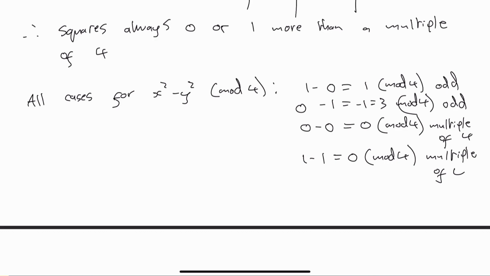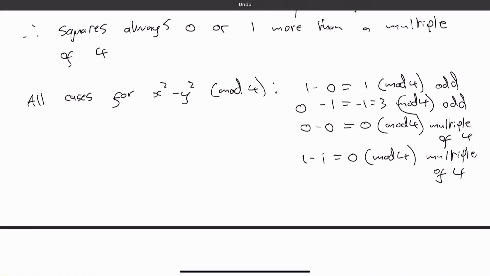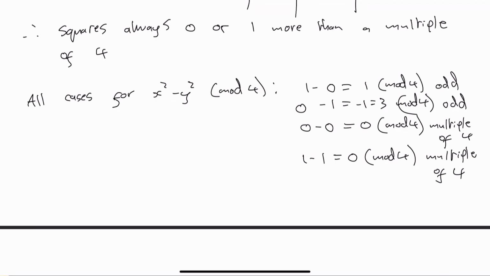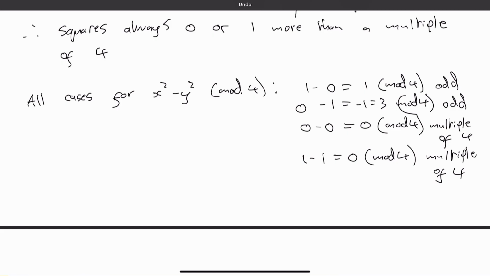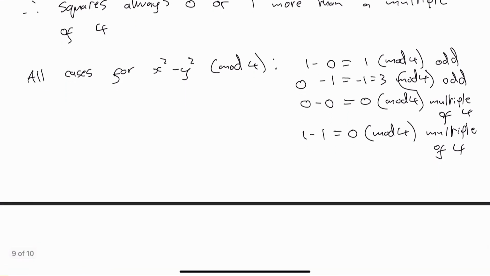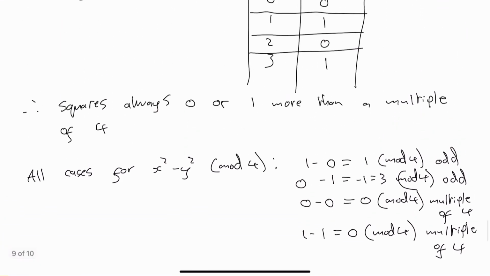So now we can see that in all the cases for what x squared and y squared can be mod 4, these are all of the cases, then it's always either going to be odd or it's going to be a multiple of 4. And this is exactly what we wanted to show. So that's pretty much it. Okay, move on to the next question.